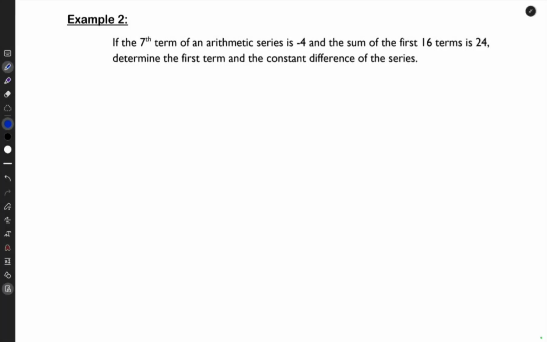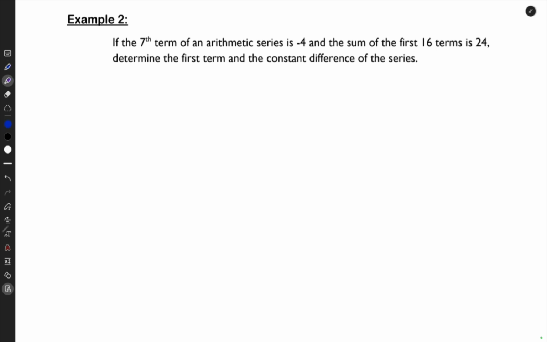If the seventh term of an arithmetic series is minus 4, and the sum of the first 16 terms is 24, determine the first term and the constant difference of the series. Okay, so already it's starting to get a lot more tricky, and you really need to concentrate on what they're saying. So I'm going to break this down into sections.